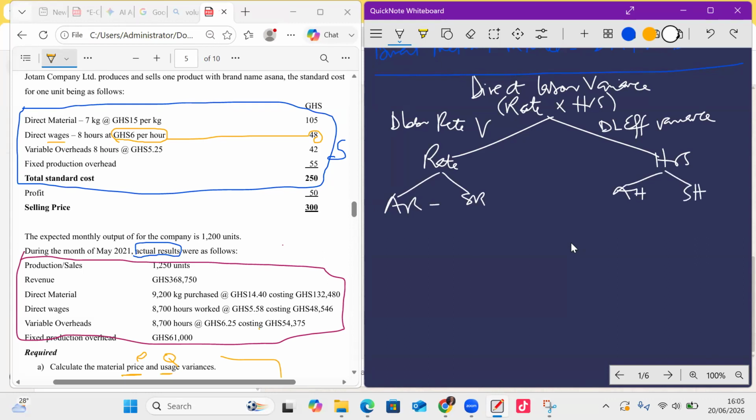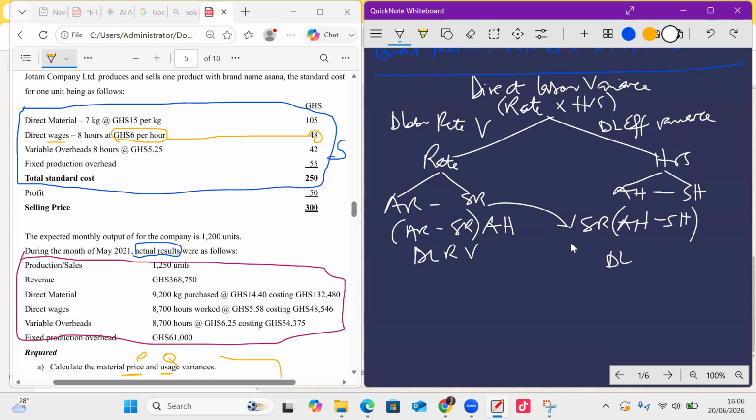Then we place a negative in between them. We will say actual rate minus standard rate times AH. Then we come to standard rate times actual hours minus standard hours. Are you good? Yes. Then we'll say this is the direct labor rate variance, and this is the direct labor efficiency variance.